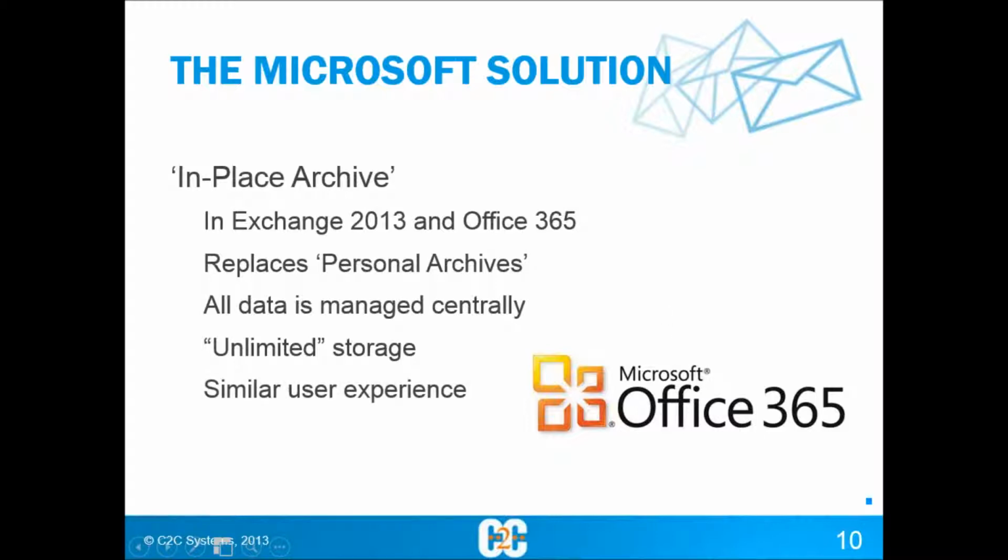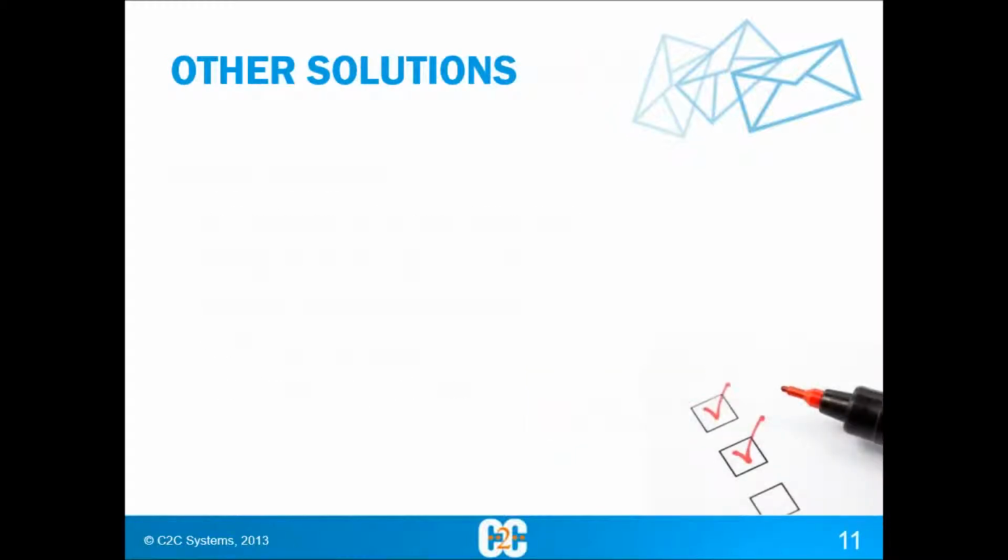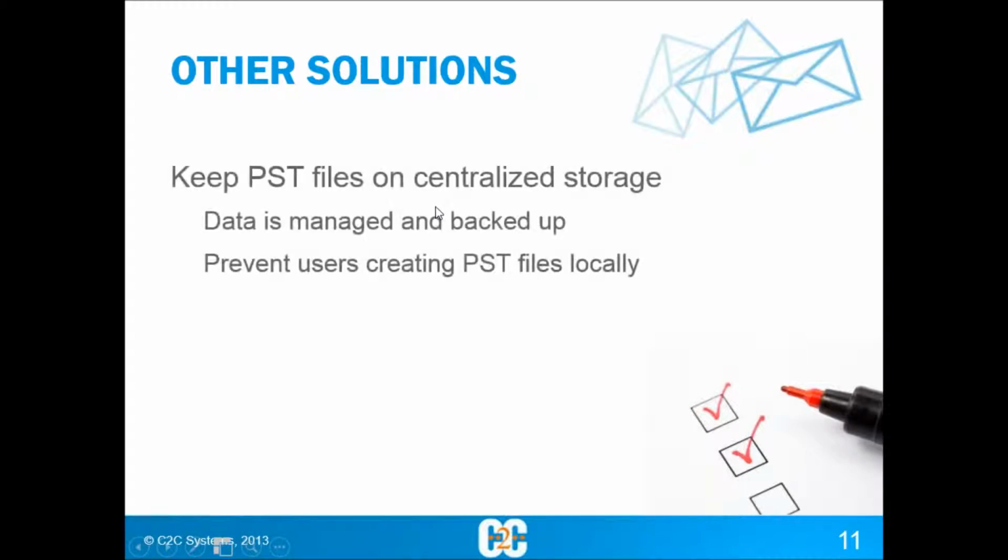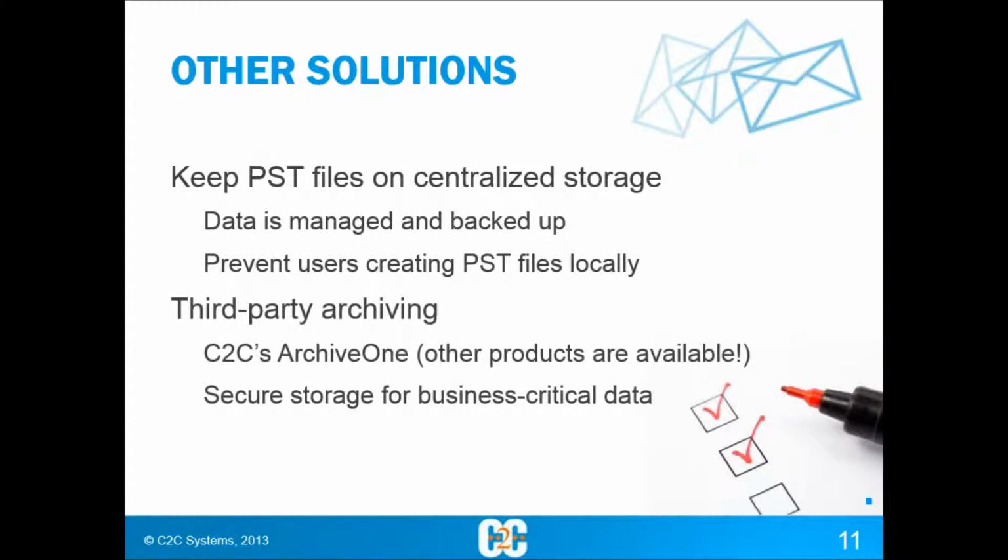The user experience is similar, of course, because they see the data in their mailbox just like they would with a PST file. There are other solutions out there in this space as well to help you keep PSTs on centralized storage and then prevent users from creating PST files locally. And then there's third-party archiving tools as well. So we sell a solution called Archive One that helps people find, manage, and eliminate PST files, as well as archive live mail. And this provides secure storage and search solutions for business-critical data.